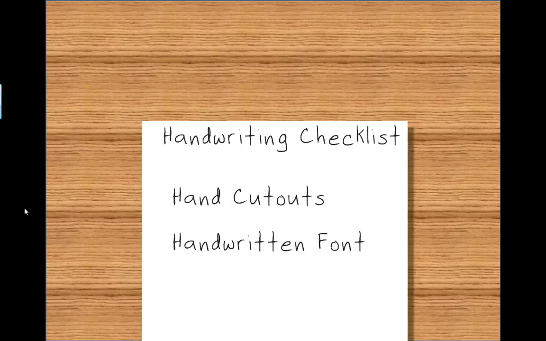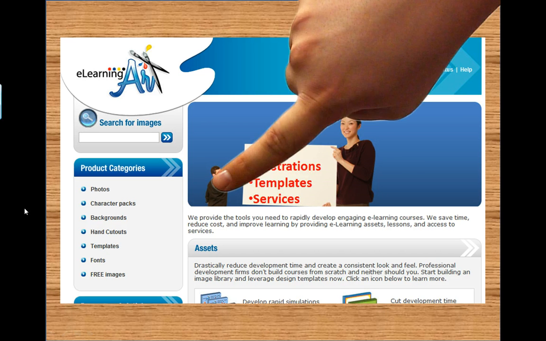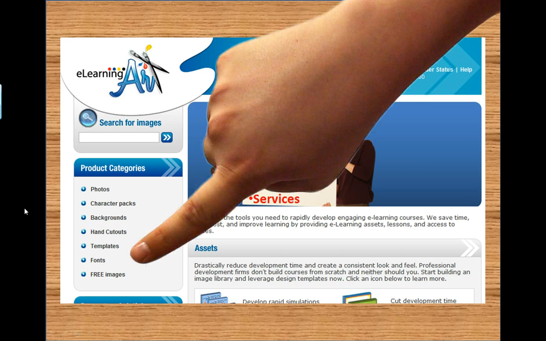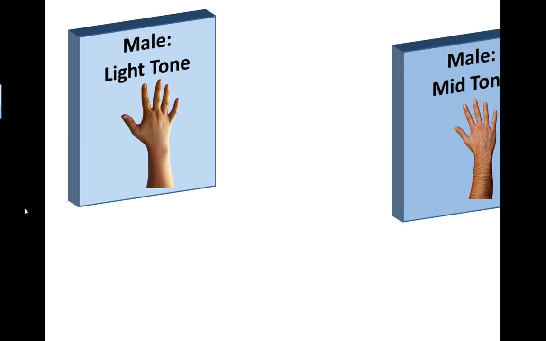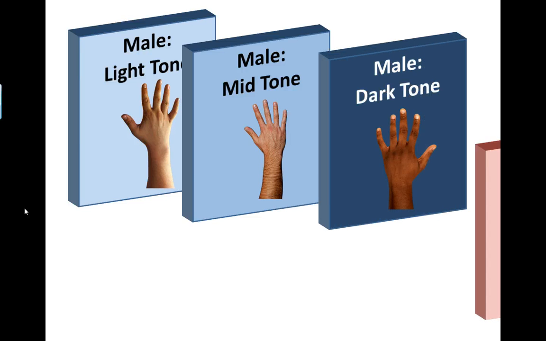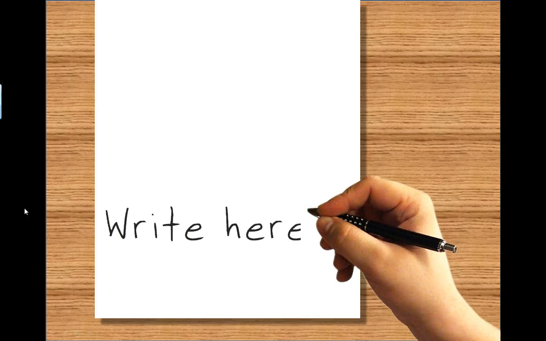And the assets you're going to need are hand cutouts and a handwritten font. To get fonts, you can just go to the eLearning Art website, and on the left nav, click Fonts. With my hand cutouts, I have 25 of each, men and women, and I actually have 3 different skin tones so that I can match the skin tone with the appropriate character. So here's the effect again.